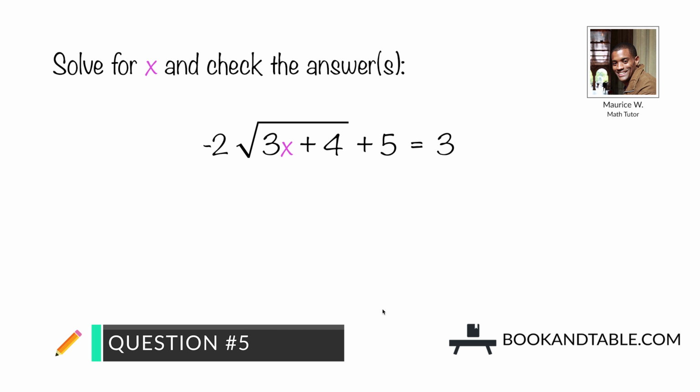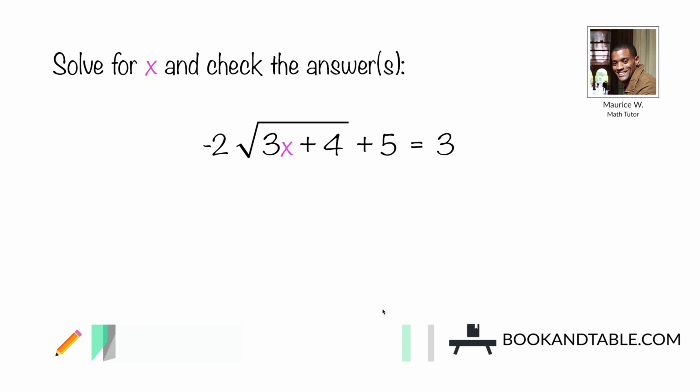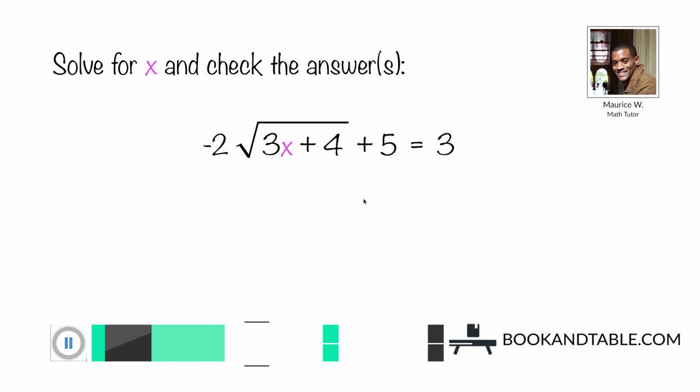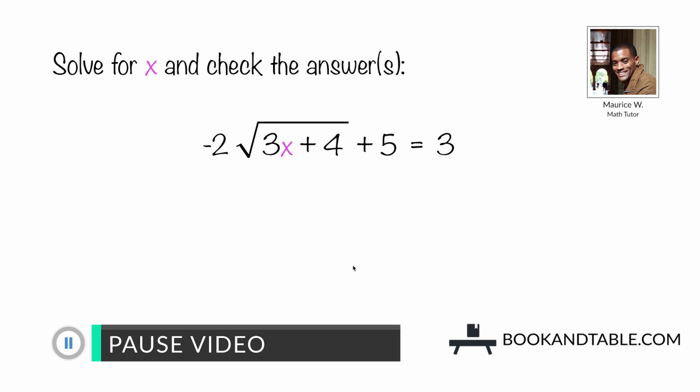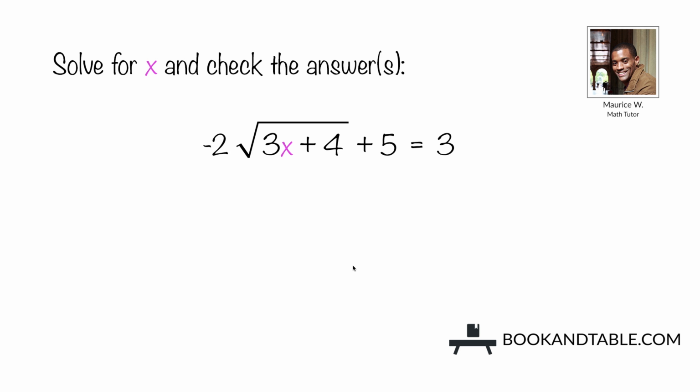Let's have a look at question number 5. Solve for x and check the answers. Negative 2 times the square root of 3x plus 4 plus 5 is equal to 3. Pause the video, answer this question, and then press play when you are ready to begin.